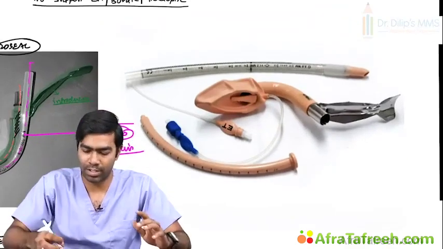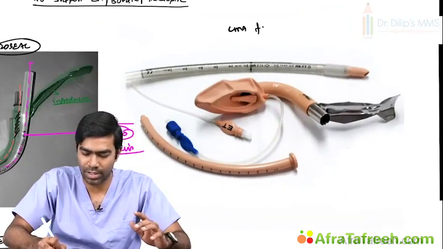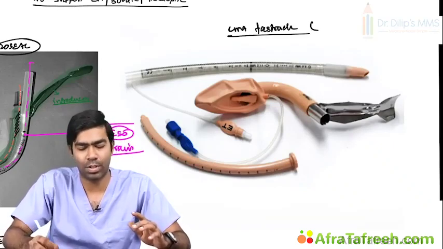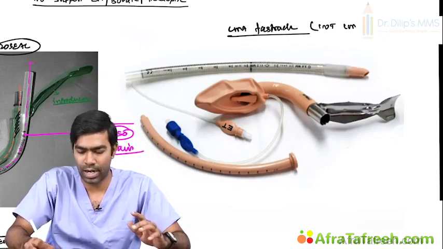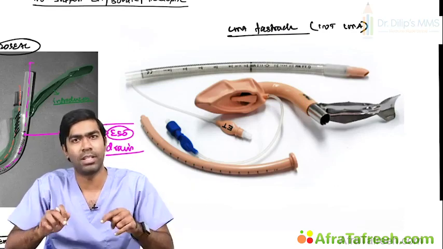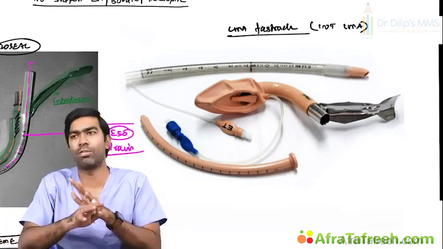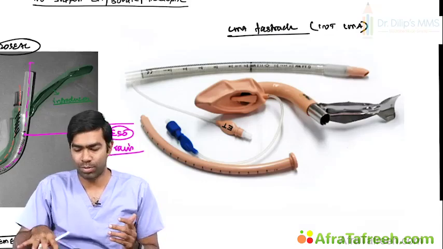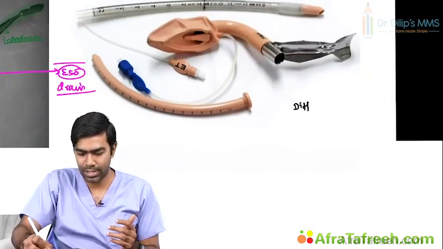So this LMA is what we refer to as an LMA fast track. This is another second generation LMA. This is an LMA fast track, otherwise referred to as an intubating LMA. And again, this is a cuffed structure only. It's similar to that of a ProSeal, but this is specially designed for the purpose of intubation.